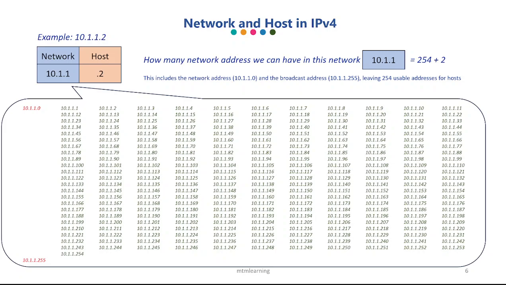So if you see how many addresses we can have in this network 10.1.1, it's 254 as I mentioned before, because if you see the green colors, there are 254 addresses, and then plus two addresses are there. But these two addresses are not used for anything, because the first address is called the network address. It's like you're saying this is a street name, something like that.